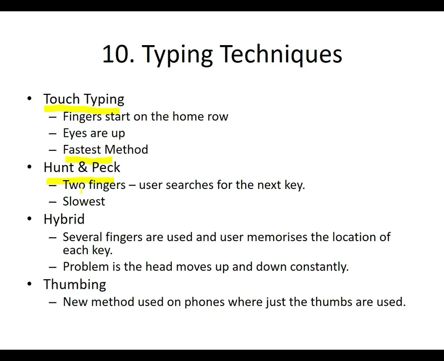The next method, the hunt and peck. Okay, this is using 2 fingers. This is using your first finger on each key. You're watching the keyboard, you're searching for each key every time, and that becomes your slowest typing method.